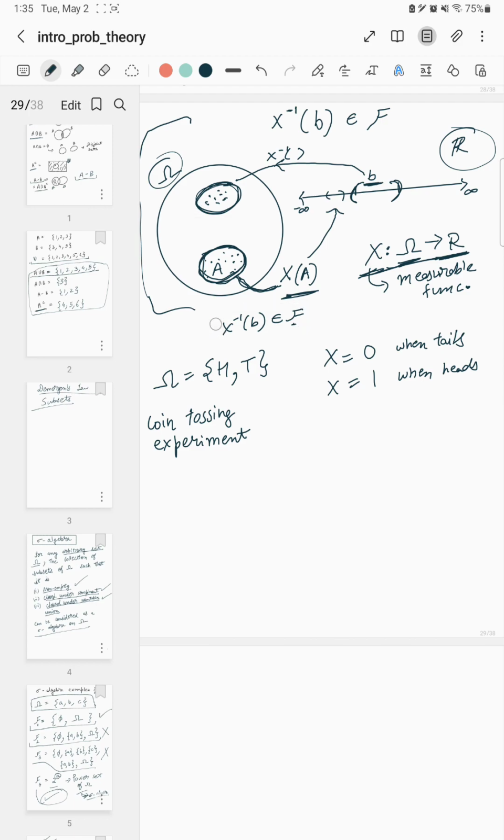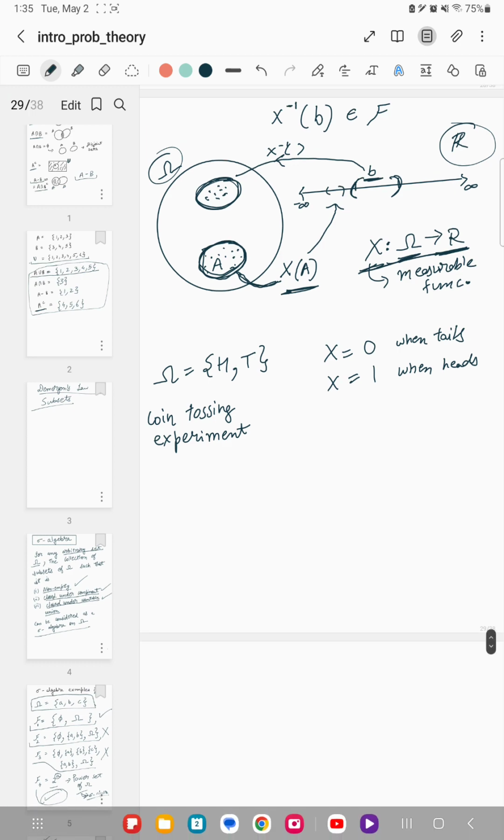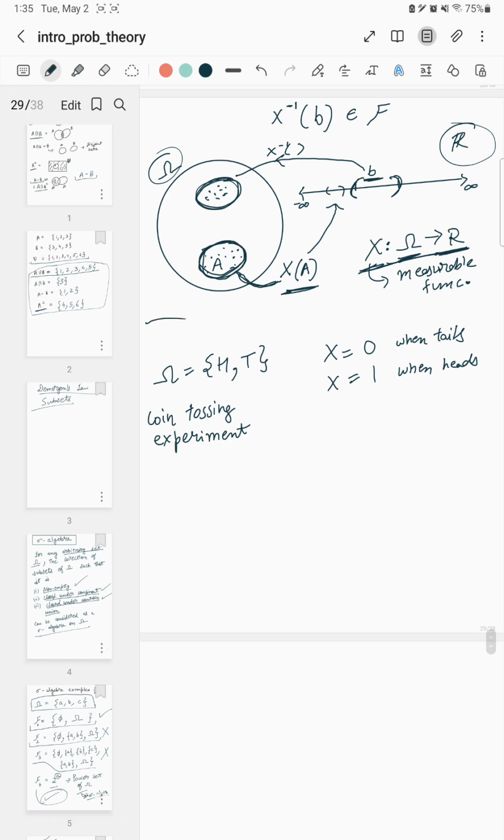Now let's see a real world example of how this works. So this is an example of how a random variable works. Let's say I'm designing a coin tossing experiment. As we know, there can be only two outcomes of a coin toss. The coin can either land heads or land on tails. So the sample space for a single coin toss would be formed by this, heads and tails.